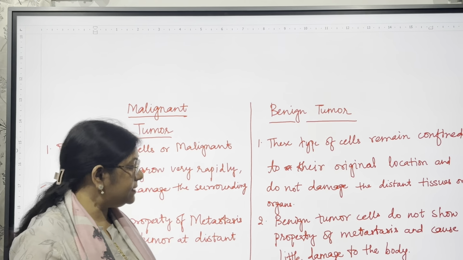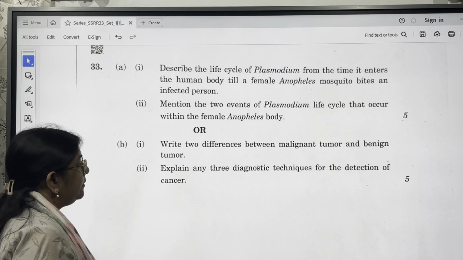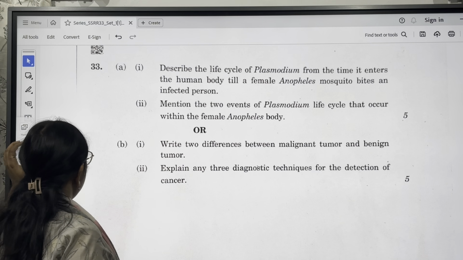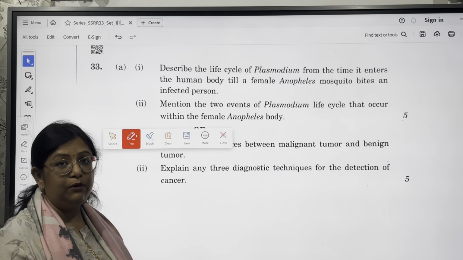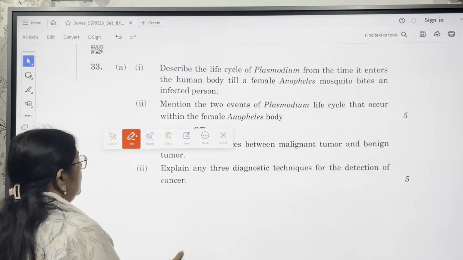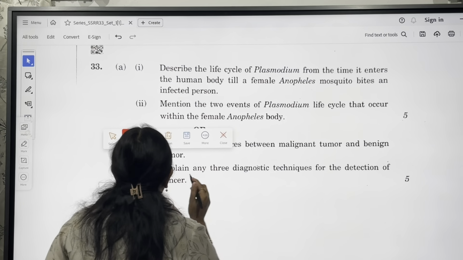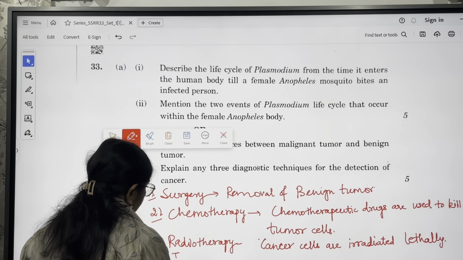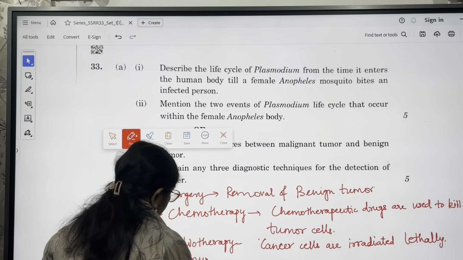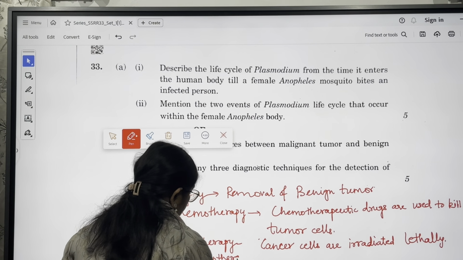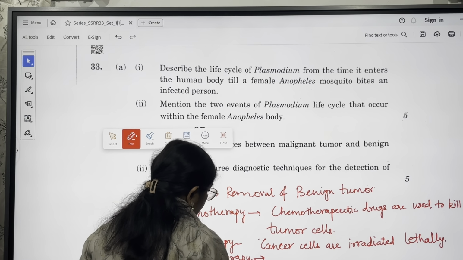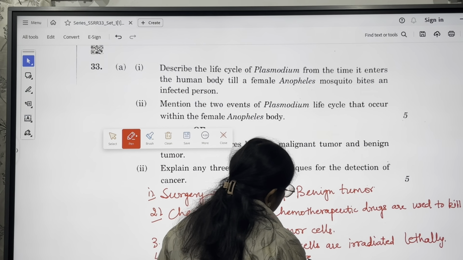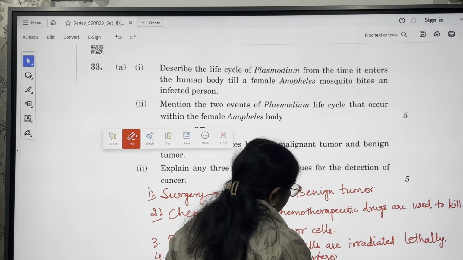And another is, explain any three diagnostic techniques for the detection of cancer. Very simple. You know that surgery, chemotherapy, radiotherapy, immunotherapy, these are different categories of techniques. And you can also write immunotherapy, by using beta interferons or alpha interferons.